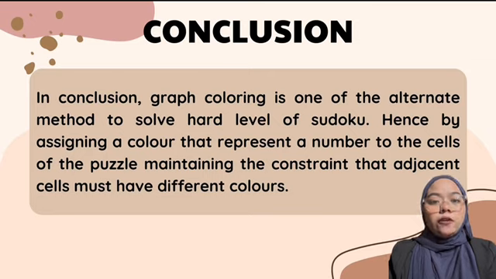So, the conclusion of this project is that graph coloring is one of the alternate methods to solve the hard level of Sudoku, by assigning a color that represents a number, maintaining the constraint that adjacent cells must have different colors.